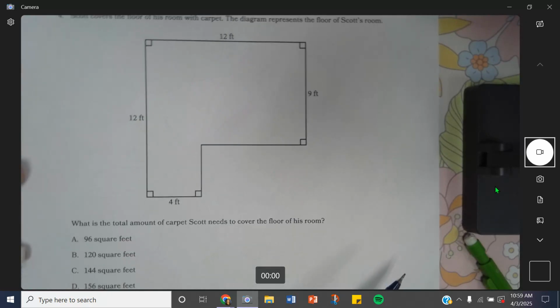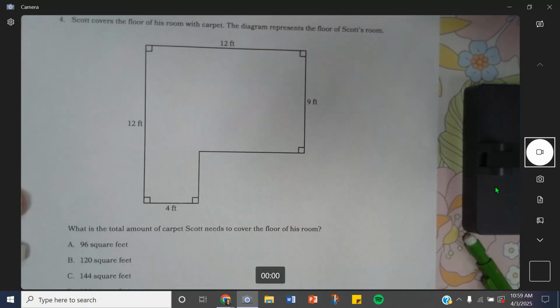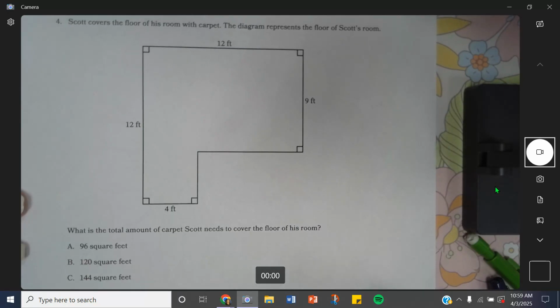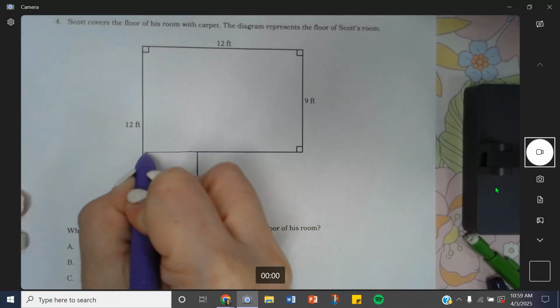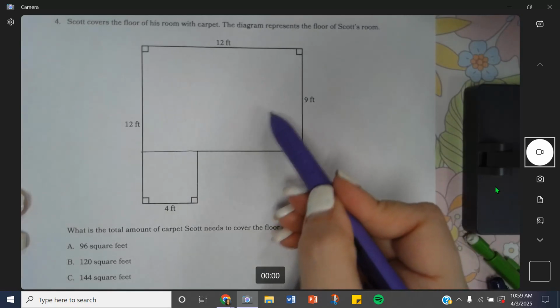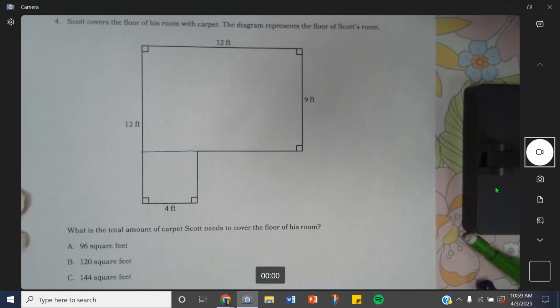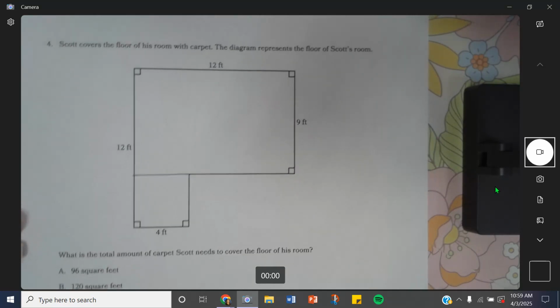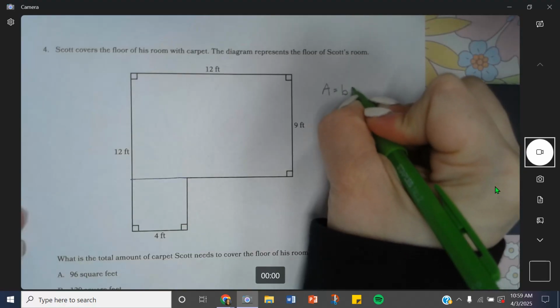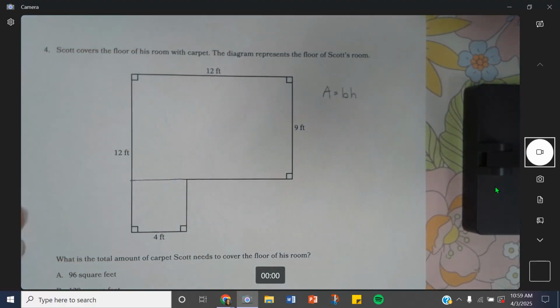So what we're going to do is split this polygon up so we can find that area. Lucky for us, this polygon is all parallelograms, which is a shape with 4 sides. So we can go ahead and split this into triangle 1 and rectangle 1 and rectangle 2. Remember that the formula for area of a rectangle is area equals base times height. So we can go ahead and use that.